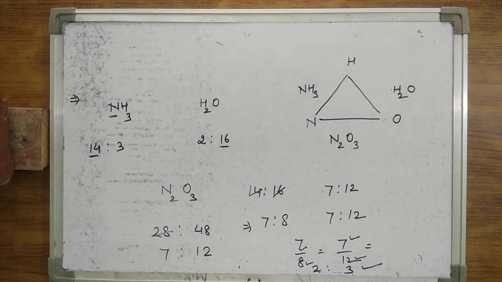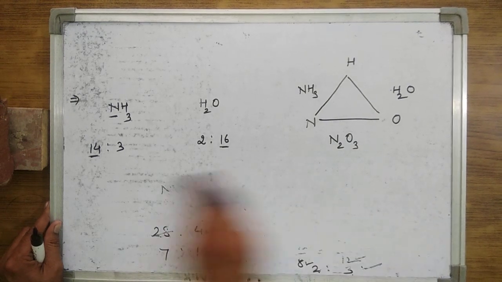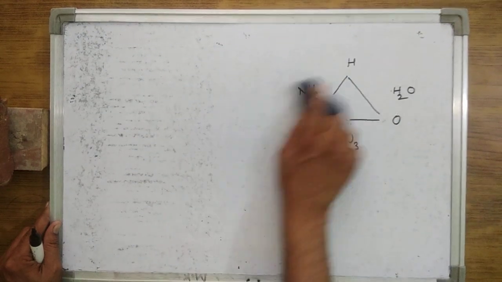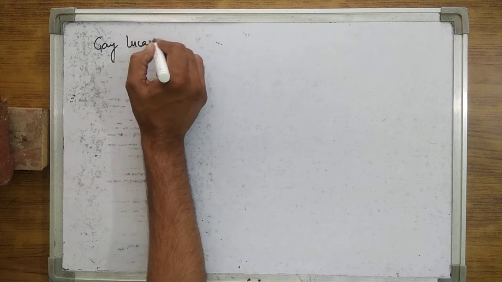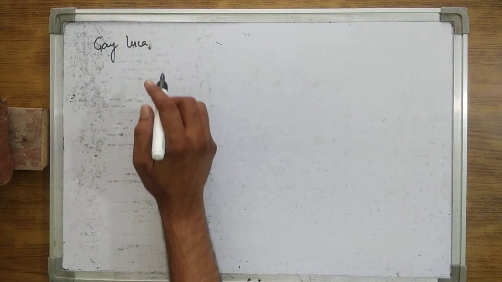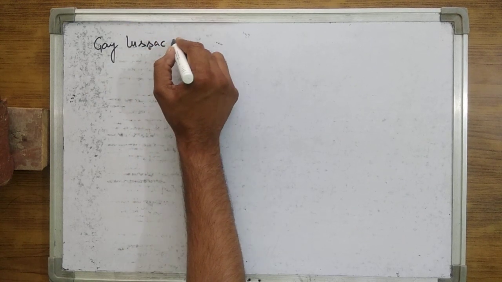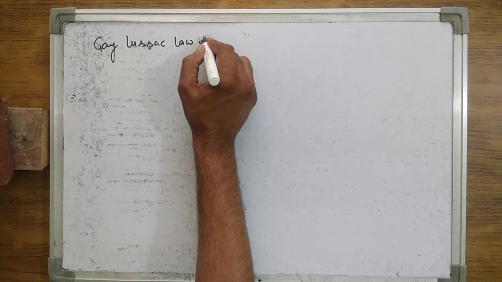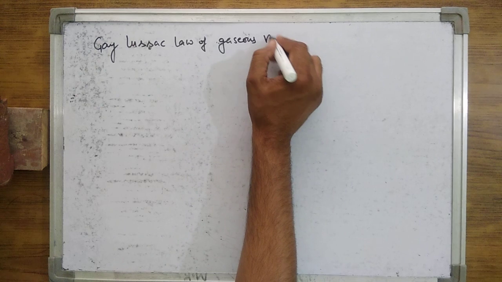Now we study our fifth law of chemical combination. This is Gay-Lussac's law of gaseous volume.